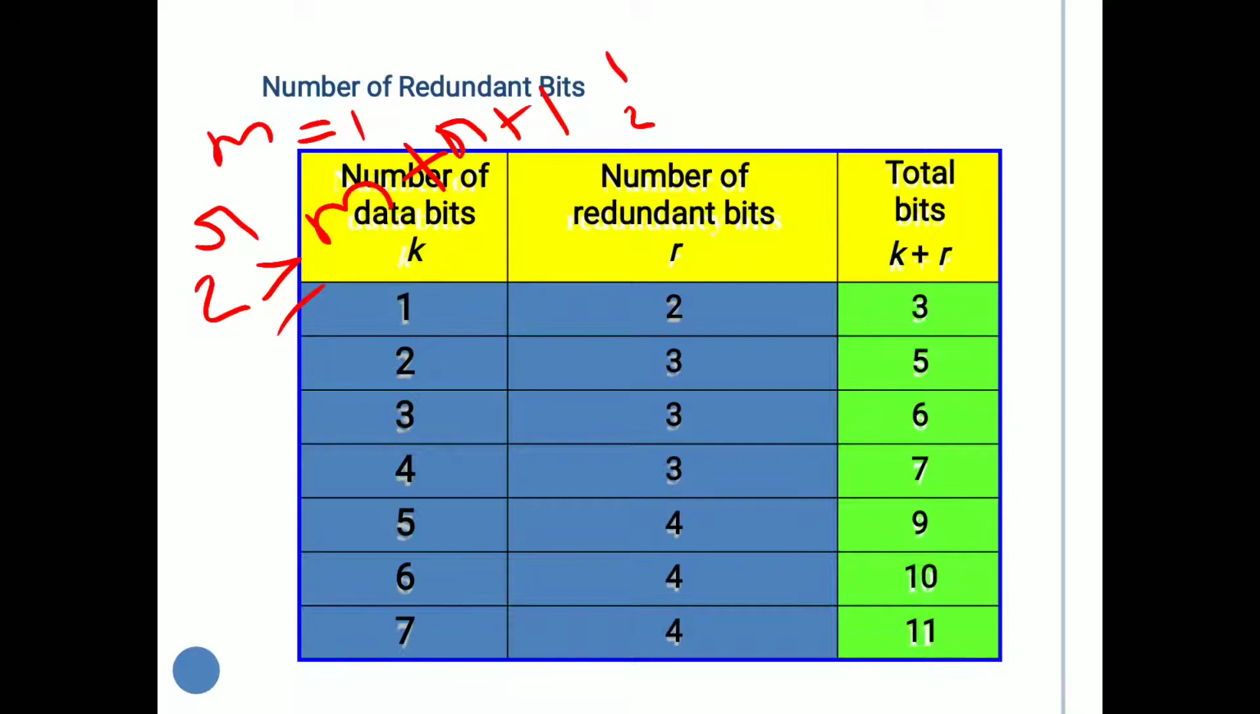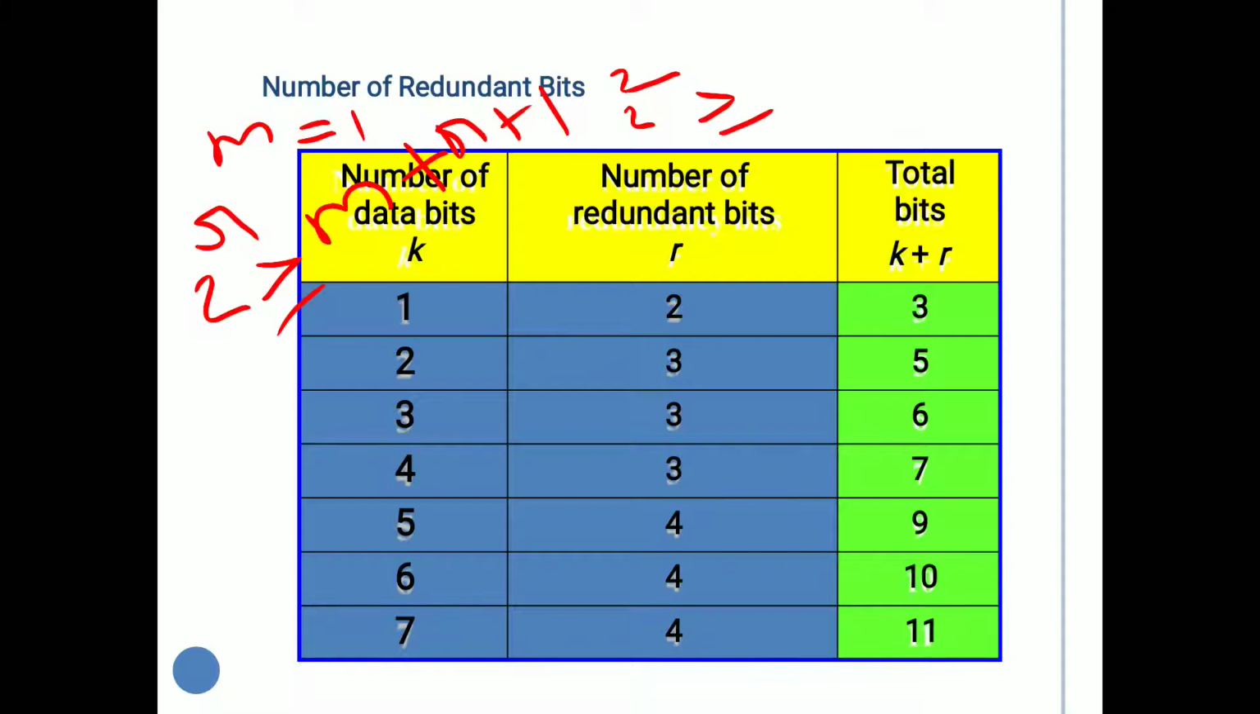2 to the power of 1 greater than or equal to 1 plus 1 plus 1. So 2 to the power of 1 means 2 greater than or equal to 3. So here also the condition fails and we need to increment the value of r by 1. So r is equal to 2 now.